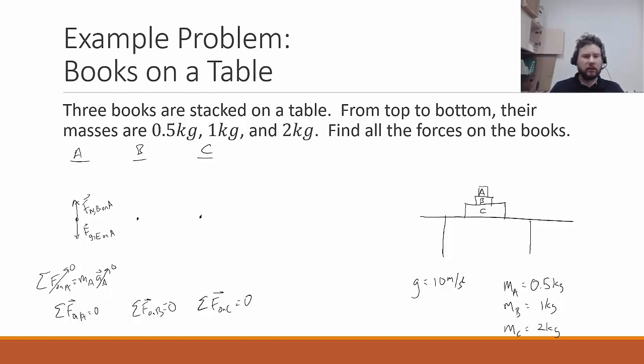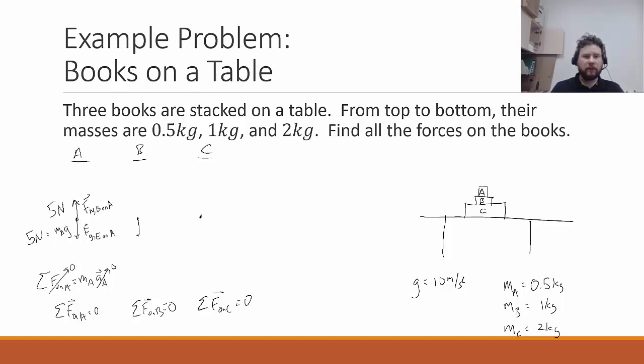Okay, so in this case, we have the gravitational force. Its magnitude is m_A times g. The mass of A is half a kilogram. When you multiply that by 10 meters per second squared, 0.5 times 10 is 5 newtons. Since the upward force must cancel the downward force, the 5 newtons, the top force must also be 5 newtons. That's all the forces on A, because the only things it's touching are included, plus gravity.